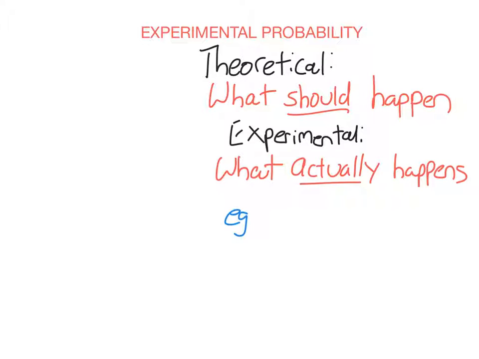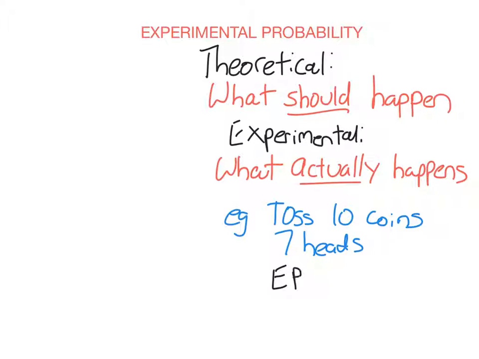So let's say, for example, that I toss a coin 10 times, or I toss 10 coins, okay? And I get 7 heads, right? So then the experimental probability of getting a heads is 7 over 10. Just how many times it happened divided by how many trials there were.